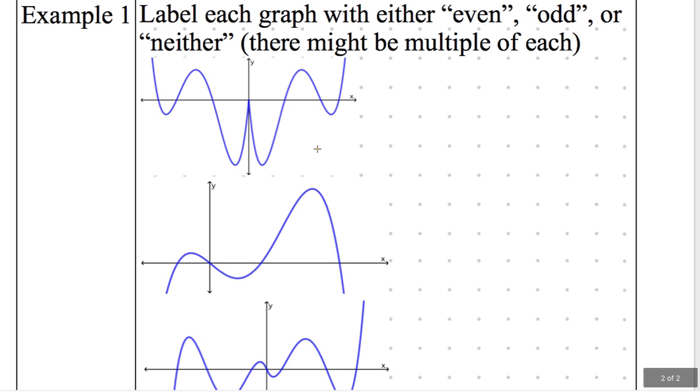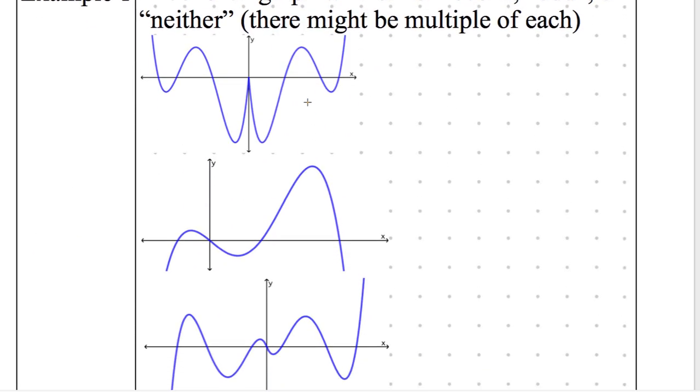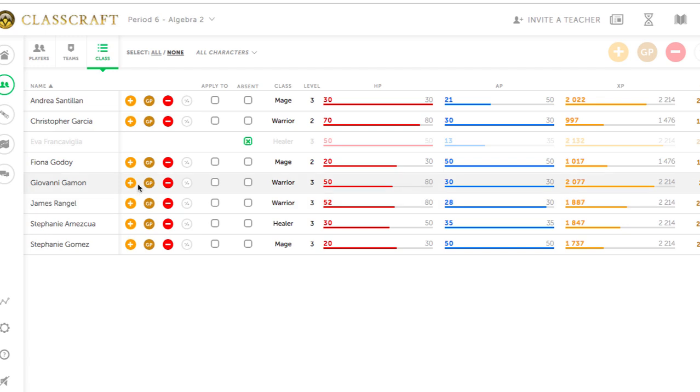We have two examples, one for graphs, one for equations. I need 3 people to volunteer to tell me if they are even, odd, or neither. Neither. It can be neither. In fact, most of the time it's neither. Very rarely is it even and odd. All right, so the first graph. Who wants to take a guess? First graph. Gio. Even. It is indeed even. Thank you, Gio.